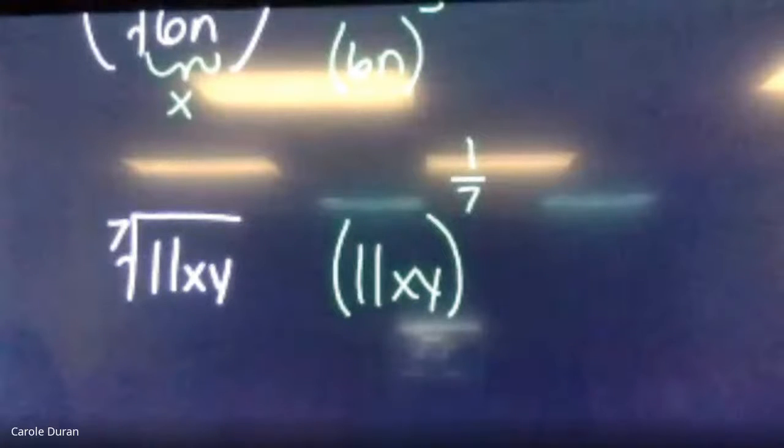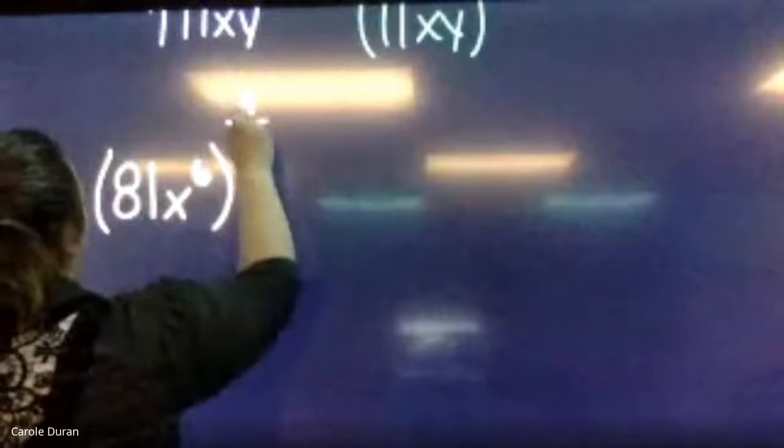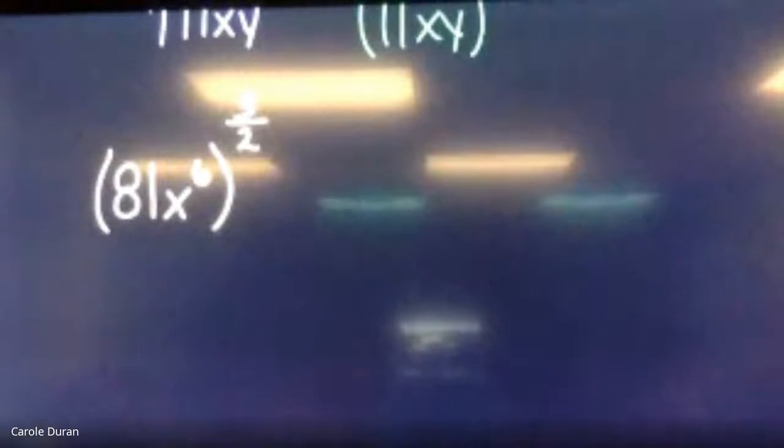So we're going to go ahead and do the last portion, which is now just using all of these rules and simplifying these expressions as far as we can go. So the example I'd like to start with is 81x^6 all to the 3/2 power. We are going to have to go backwards from exponential to radical, and then we're going to simplify from there. We will simplify this one, but we're going to do it together.